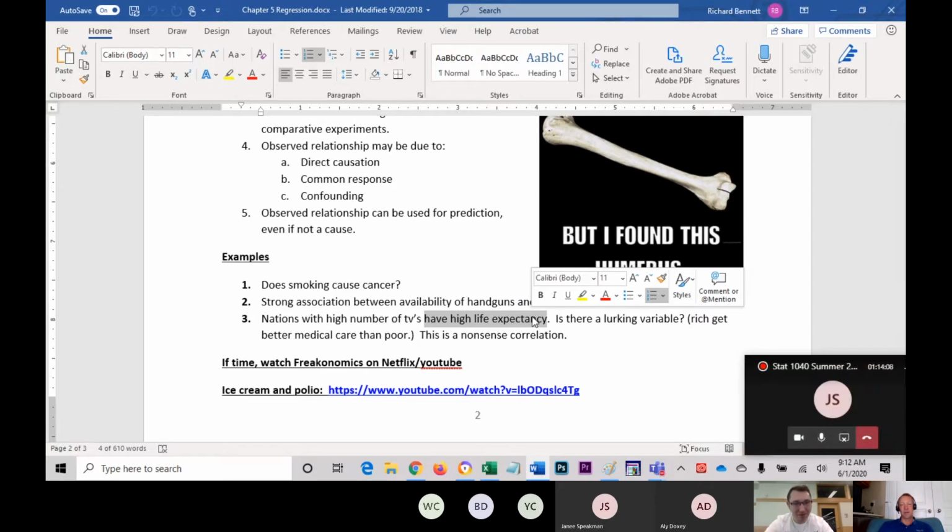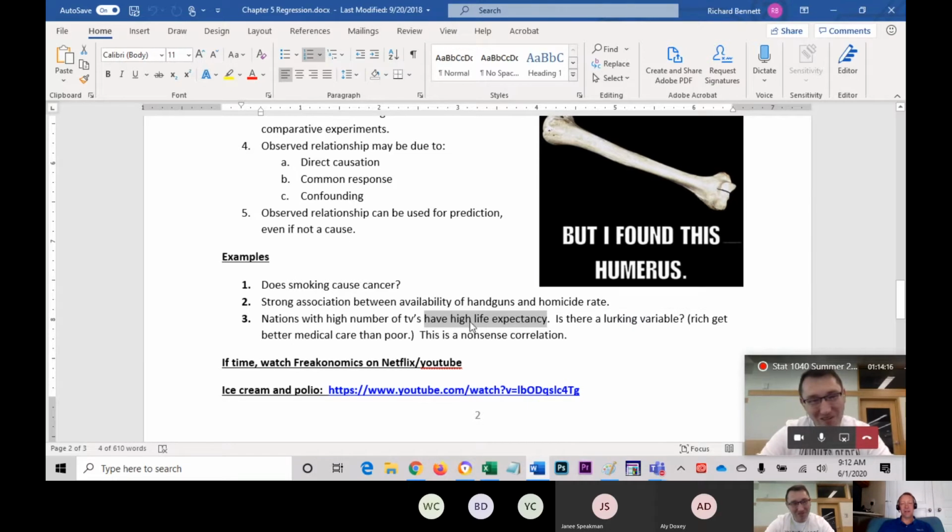You think that's true, Easton? Yes, it makes sense, but it's not true. Yeah, so the idea here is nations with a high number of TVs do have a higher life expectancy, but shipping a bunch of TVs to Africa is probably not going to help their life expectancy, is it? Okay. Probably not, because the things that are lowering the life expectancy are still there.